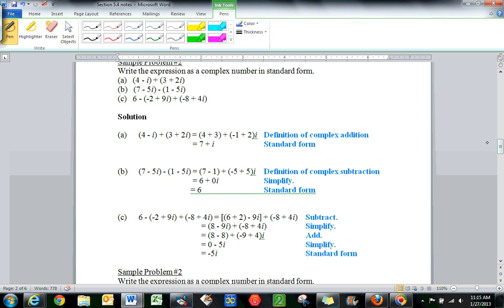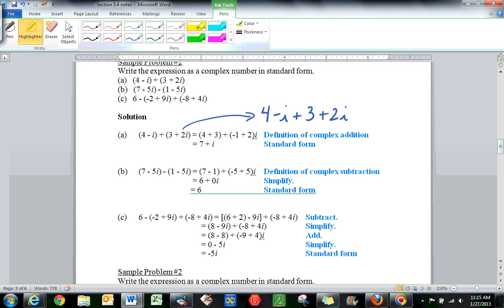If we look at sample problem number 2, we have a couple situations going on. Now, I do not like the way the sample's laid out, so I'm going to give you a different way to write this. If I were working this particular problem, I would simply drop the parentheses. So I would have 4 minus i plus 3 plus 2i. And then I'm looking for the like terms.